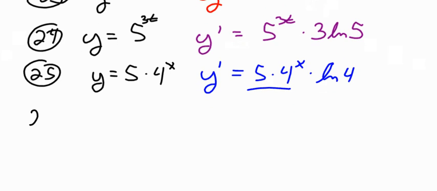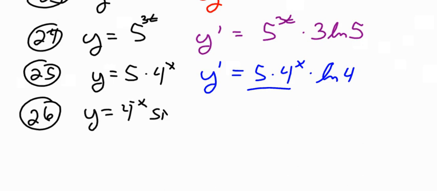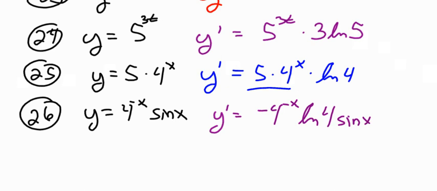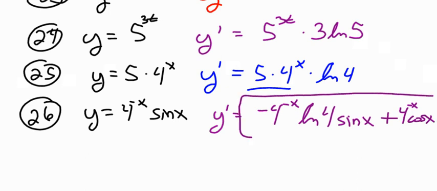Let's do number 26. I have a product rule also going on with this equation. So for its derivative, because the exponent is not just x, I have to deal with the negative. 4 to the negative x times ln of b, so ln of 4, and that's the derivative of the first function, leaving the second function alone, plus, leaving the first function alone, derivative of the second function. This is my whole entire answer for the derivative of 26.